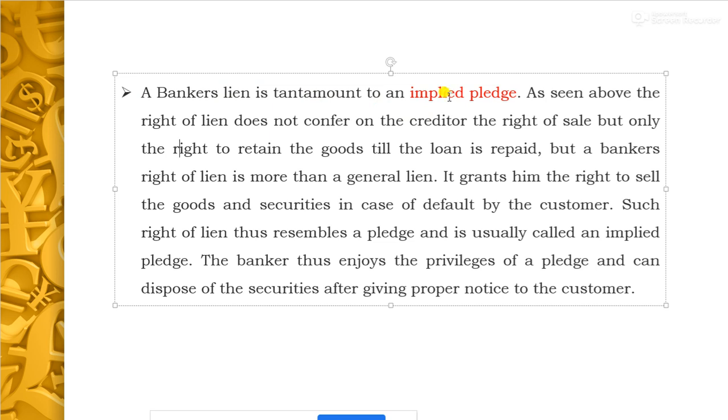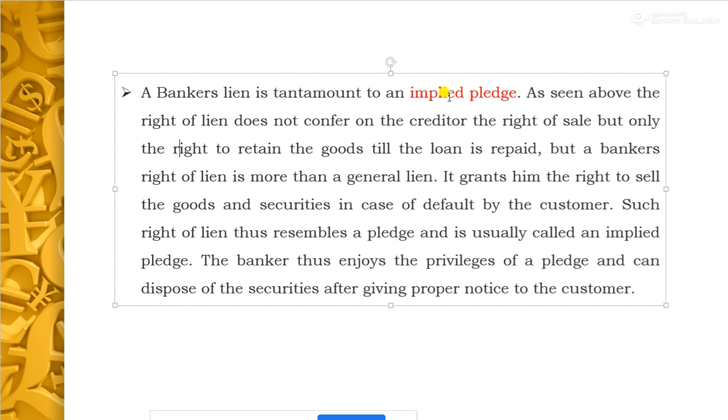Now, we have already said that there is a difference between lien and pledge. Now, what is the main point of difference between lien and pledge? In case of lien, the creditor will be given only the right to retain the property, that is, the right of retention is available in case of lien. Now, in case of pledge, there is an additional right available to the creditor, that is, in case there is any default on the part of the debtor, then this creditor will be having a right to sell the property and realize the amount. So, that's the basic difference between lien and pledge.